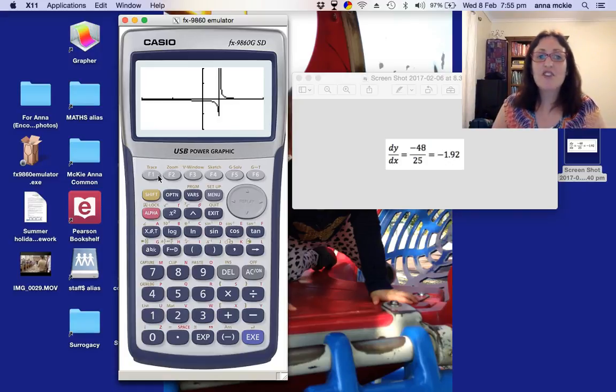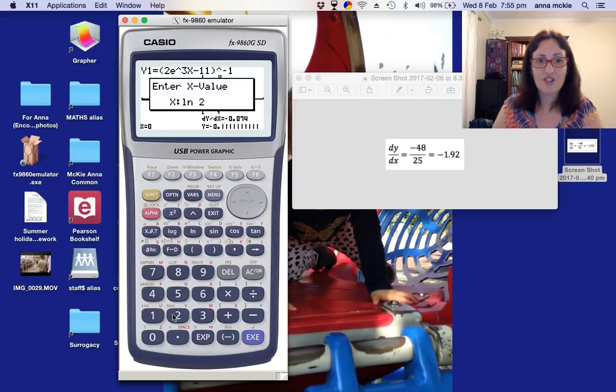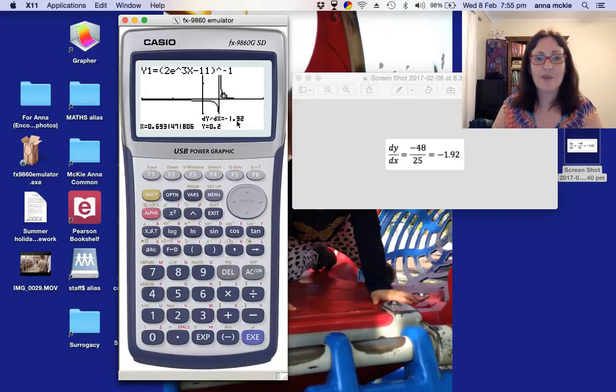Okay, so if you use the trace function, you can find the derivative value. So shift, trace, and you start typing ln2 for our x value, hit enter, and here we are. Our dy by dx value is -1.92, and that's what we were hoping for. So it's a really nice way to check before you finish a question to know if you've got it right or not, and to create a visual of what that might look like.